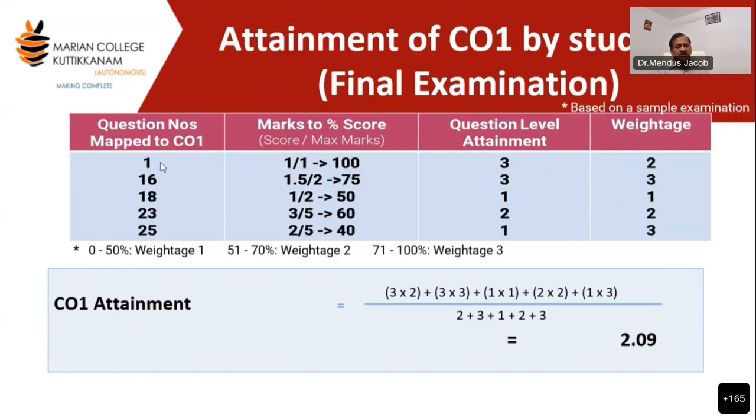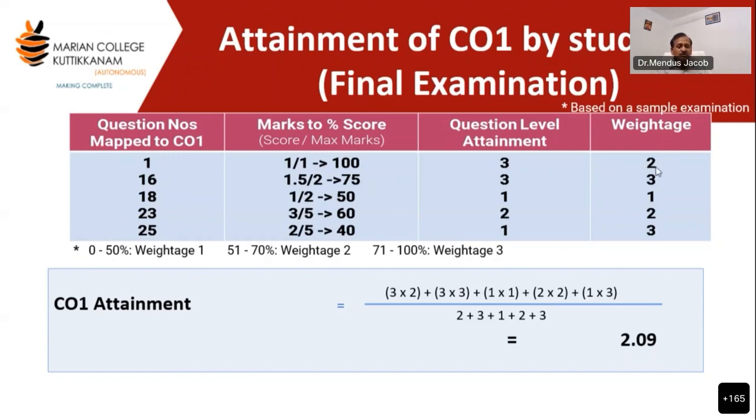Then for the first question, it's a 1-mark question. So the student got 100%, that means 1 out of 1. 100% mark for question number 1. That means the question level attainment is 3. The student is getting 100% score, that means the highest level of attainment, the significant level, because as you can see given below, 71 to 100% is level 3. So the question level attainment is 3.